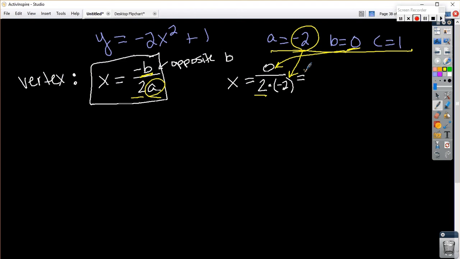All right. 0 divided by anything is 0. All right, take a look at what I got. I have the x part of my vertex. Now, I want you to make a note on your step sheet that this is your axis of symmetry at 0. Up and down at 0. That's your axis of symmetry. So the equation for the vertex and the equation for the axis of symmetry are exactly the same. Okay? All right.